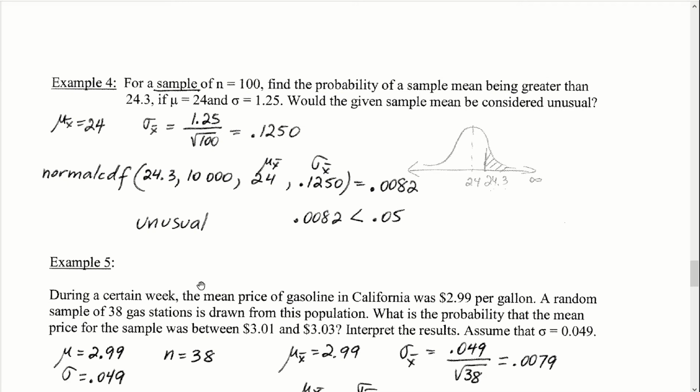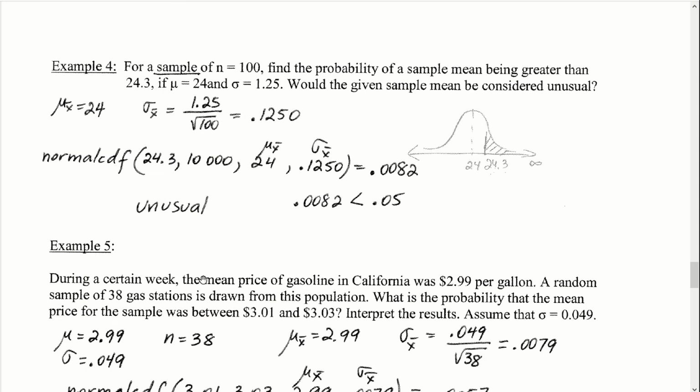Let's take a look at the next example. In example 4, suppose we have a sample of size 100. We're asked to find the probability of a sample mean being greater than 24.3 if the mean of the population is 24 and the standard deviation is 1.25. And as a follow-up, they want us to answer the question of whether or not this sample mean would be considered unusual. Well, probability, this is the kind of thing that we focused on calculating back in 5.1 and 5.2.